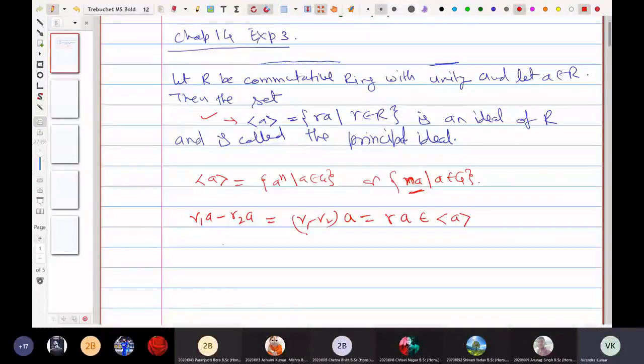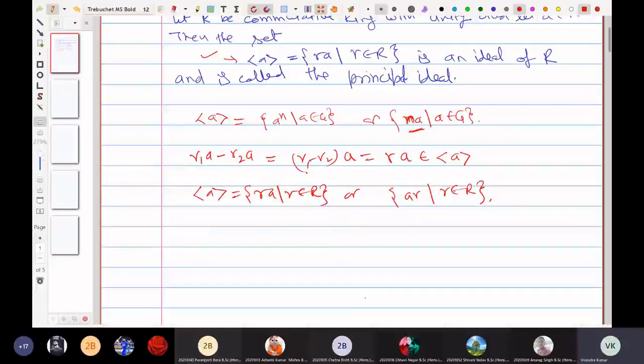One more thing I would like to tell you is that you can write it like this, r a where r belongs to capital R, or you can write this as a r, where r belongs to capital R. This is because of commutativity. So in both cases, the proof will be similar, if you want to prove that this set generated by a is an ideal. So with this, I am ending this note here.